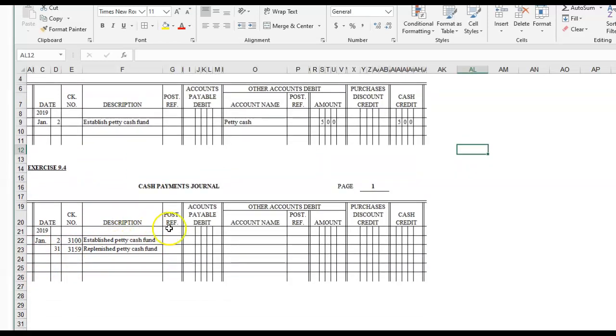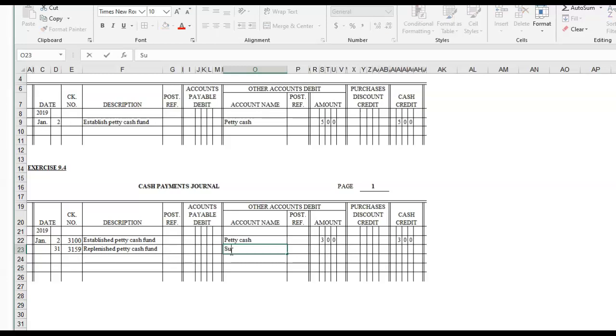So we're going to do that, but I left in the first date when you established it, and I left in the last date. This is where we're going to write the accounts that were affected. The first one, we established the petty cash fund. This is the petty cash account, and we established it with $300. Debits equal credits.